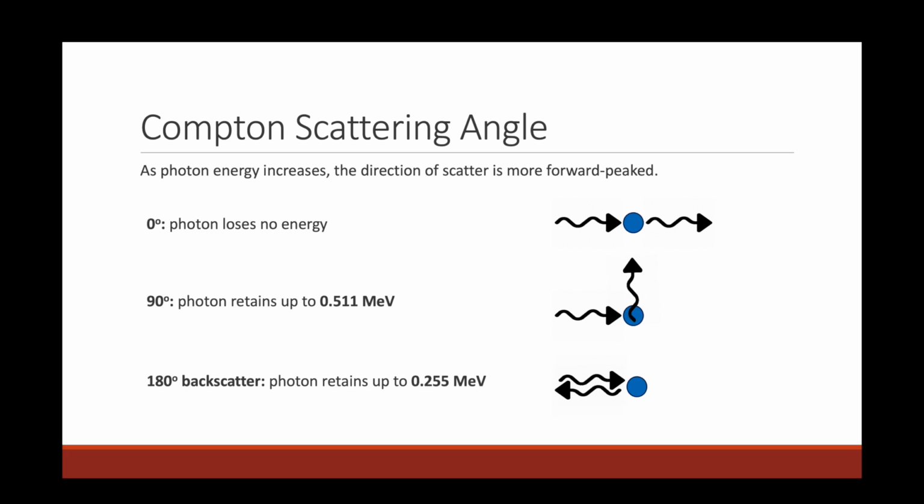So I would just memorize these. 0 degrees, it loses no energy. If it's scattered 90 degrees, the photon is 0.511 MeV. And if it's 180-degree backscatter, it's 0.255 MeV retained within the photon. I would also pay very close attention to that unit. So remember that it's 0.511 MeV and 0.255 MeV. And just remember that one unit. And then if they try to trip you up with using kilo electron volts or something like that, you know that it's 0.511 MeV, and then you can convert as needed.